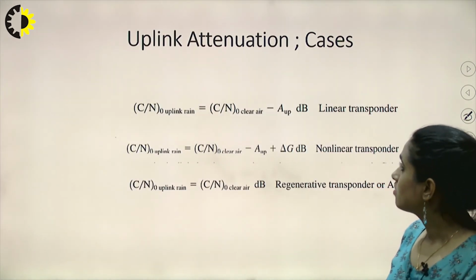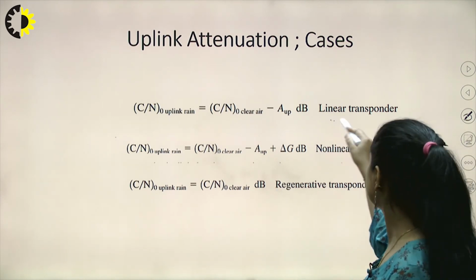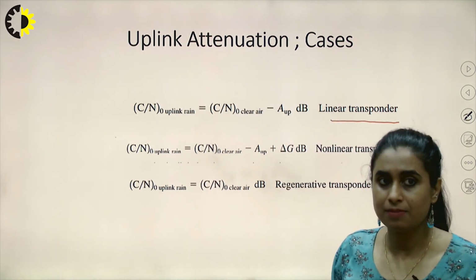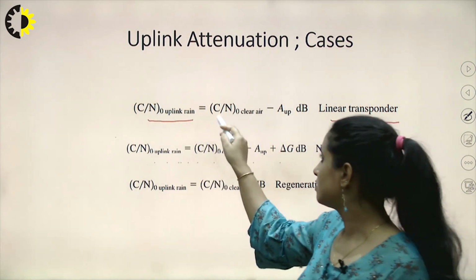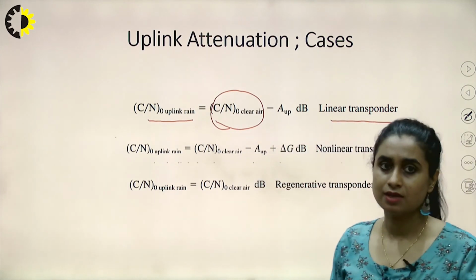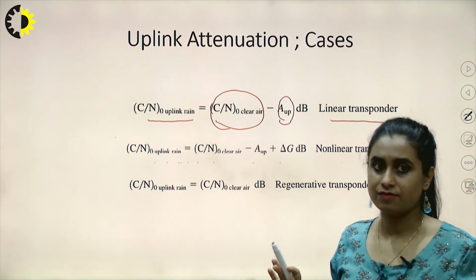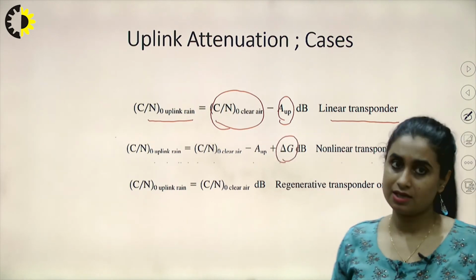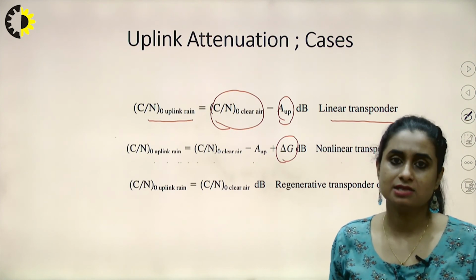So if I talk about C2N in case of different transponders, that is, in case of a linear transponder, if I consider there is rain and I am calculating it for the uplink, then in case of rain, the overall C2N ratio from the clear air condition will be reduced by this much value if it is a linear transponder. Simple attenuation because of the rain fade. If it is a non-linear transponder, then I have to consider the gain of the system as well, how much deviation in gain has occurred.